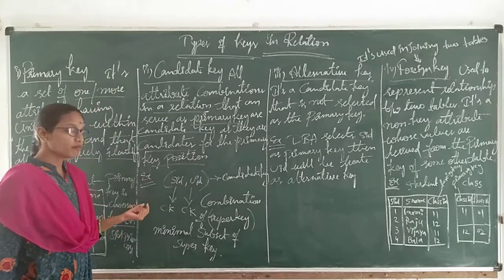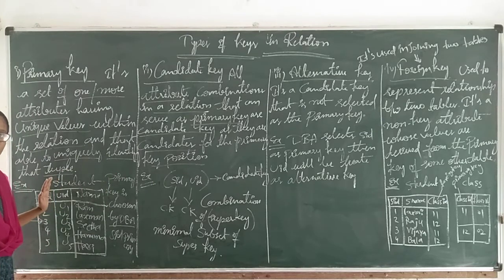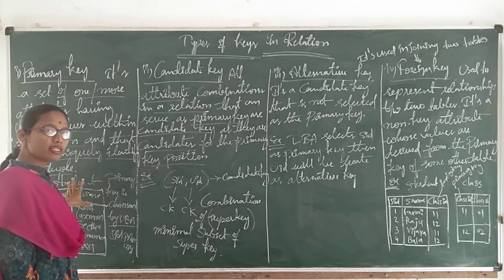Here we have one example. In the student relational table, we have two attributes having unique values, SID and UID. The DBA chooses the primary key. The DBA can select SID as the primary key, and the other one is the alternative key in this student relation.